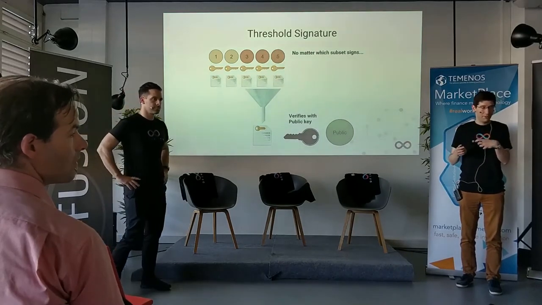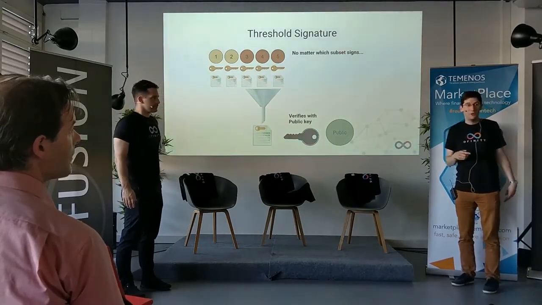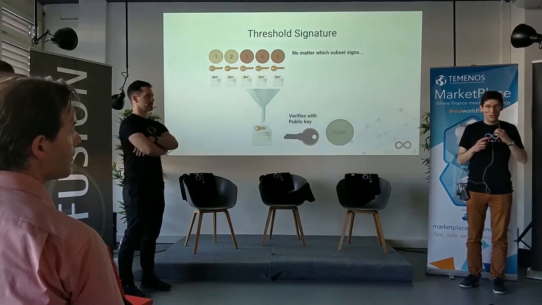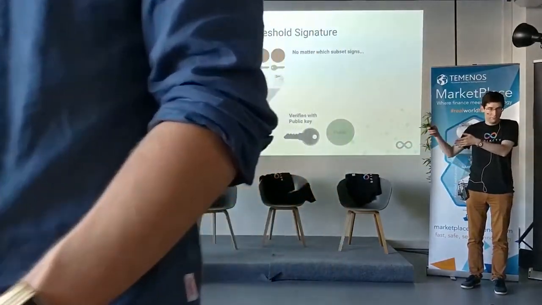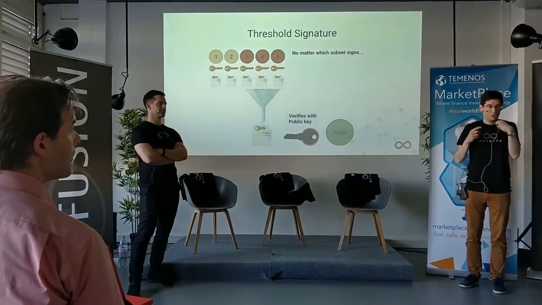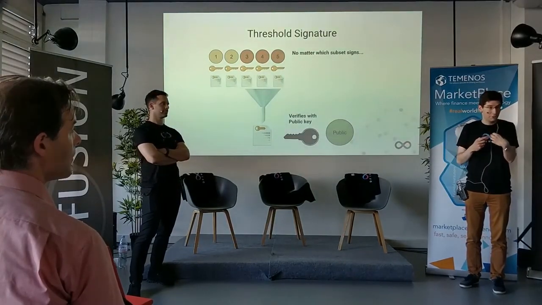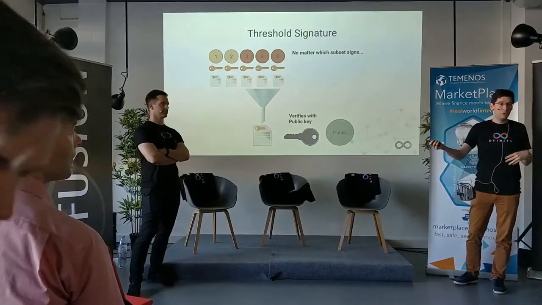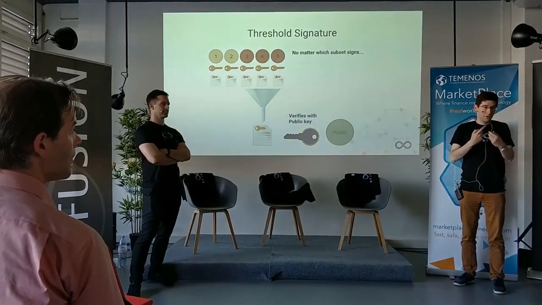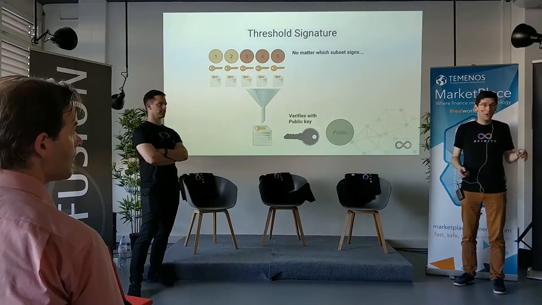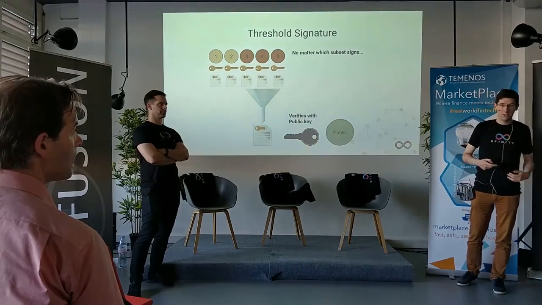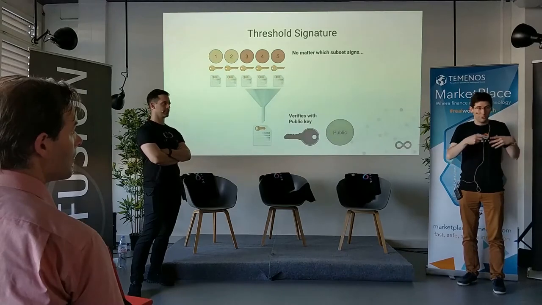Malicious. That's a good question, because before you can combine all the signatures together to create the threshold signature, you first have to check every individual signature. You can do that because you have the public key. So you will first check whether an individual signature is correct or not. If it's invalid, you will just drop it. So you will always just take the valid signatures from the whole group.